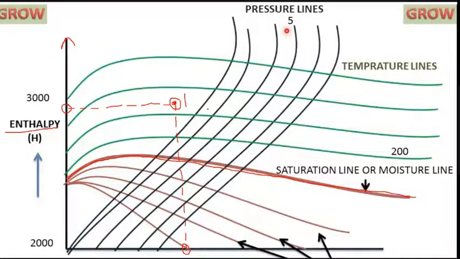Totally 3 conditions. So if you are picking a point on the dry saturated line, the steam will be in the condition called dry steam. If a point is above the dry saturated line, then the condition of steam will be superheated steam.